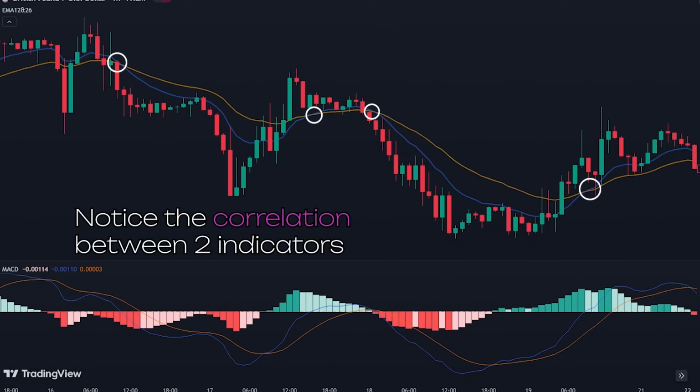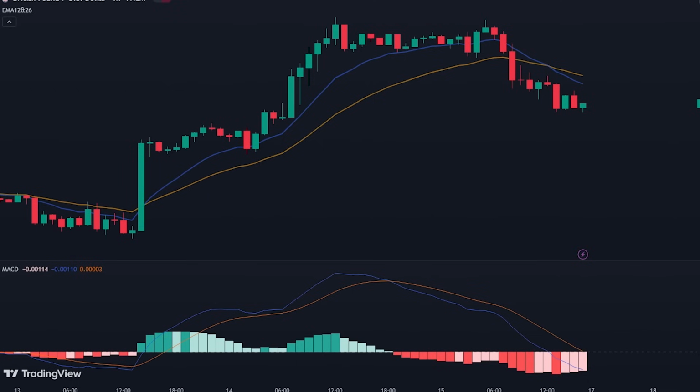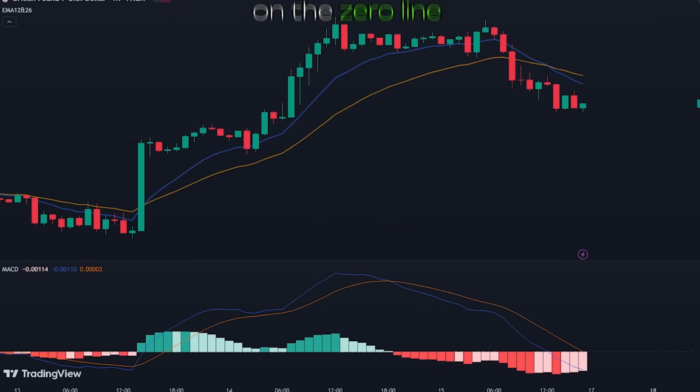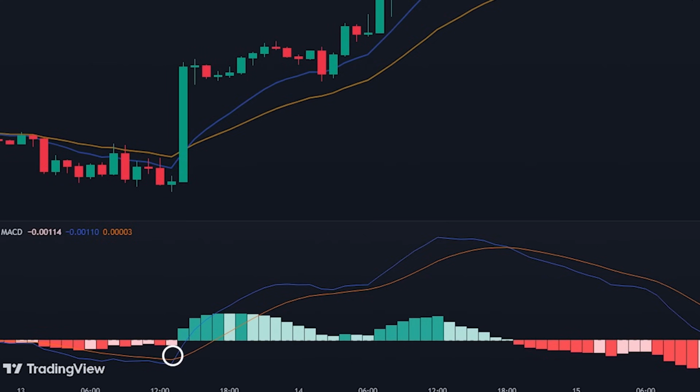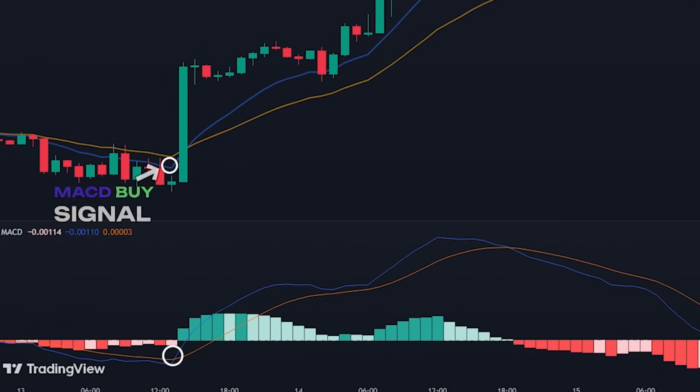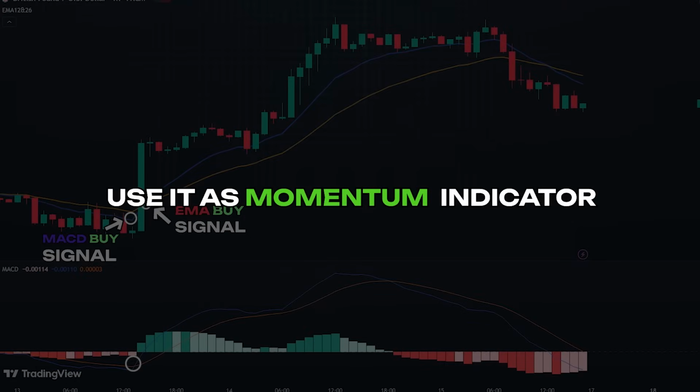Whenever there is a crossover on the moving averages, a corresponding crossover occurs on the MACD, but it's between the MACD line and zero line. However, it's a crucial note that our focus on the MACD is not on the zero line, but on the crossover between the MACD line and the signal line. And so, as you can see, the crossover on the MACD gave a much earlier entry signal compared to the crossover on the moving average. That's why it's better to use it as a momentum indicator.